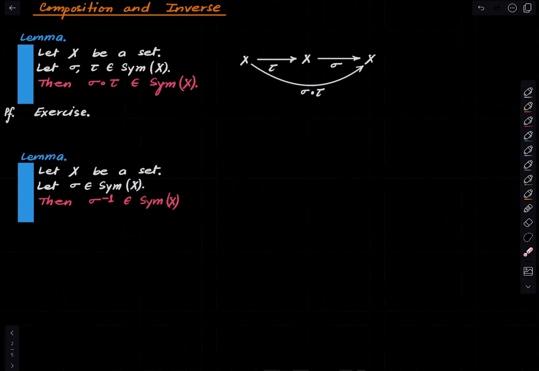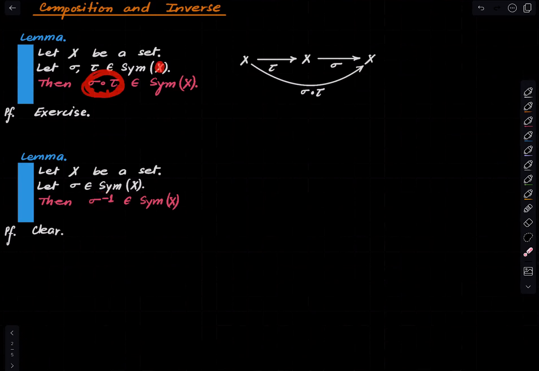Fix any set, fix a permutation of it, then the inverse of it is also a permutation. The inverse makes sense because sigma is a bijection. Every bijection map has an inverse, and the inverse is also a bijection. So there's nothing to do here. This is also clear. Fine. So every permutation can be inverted.